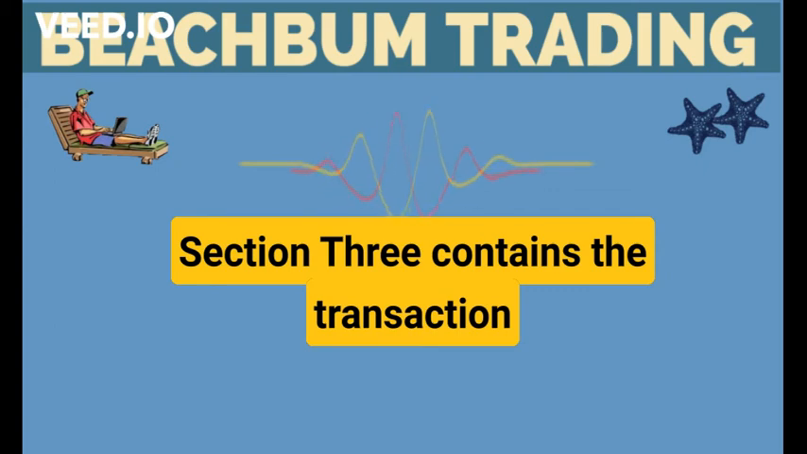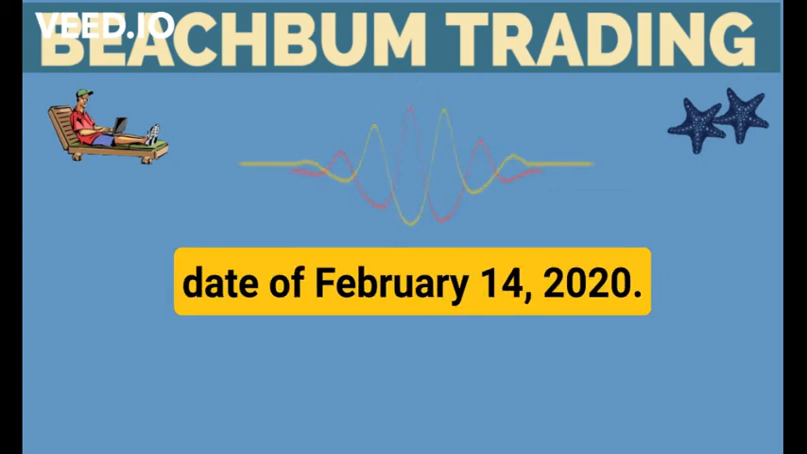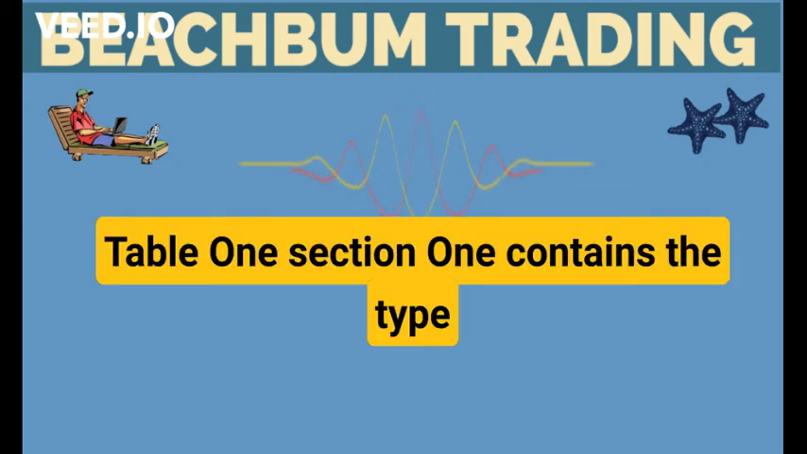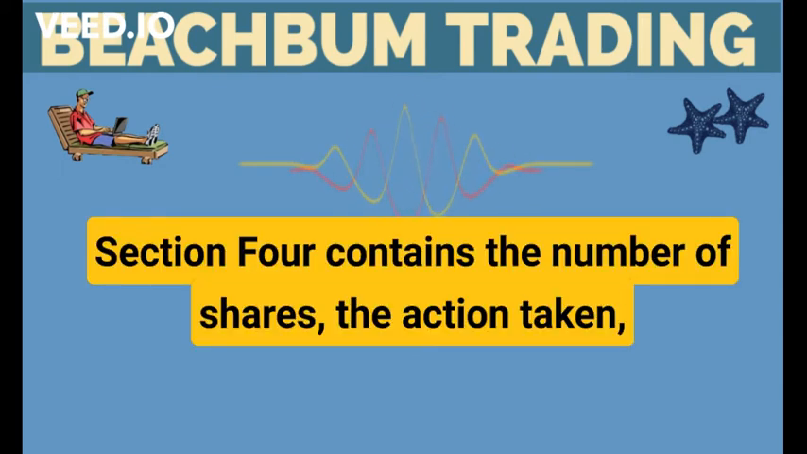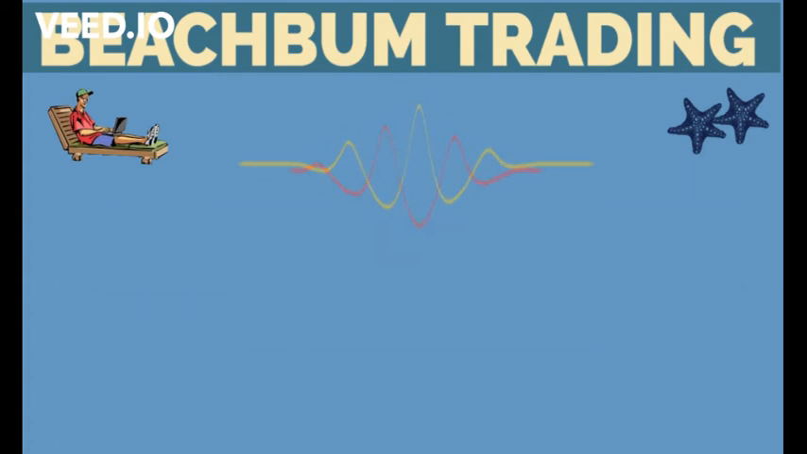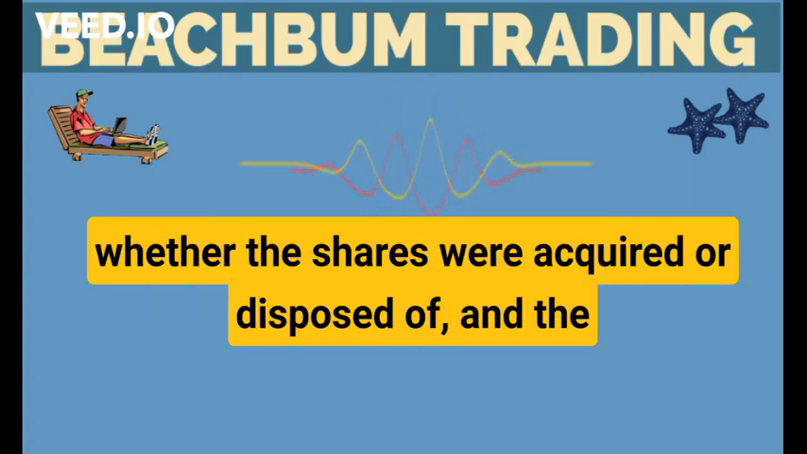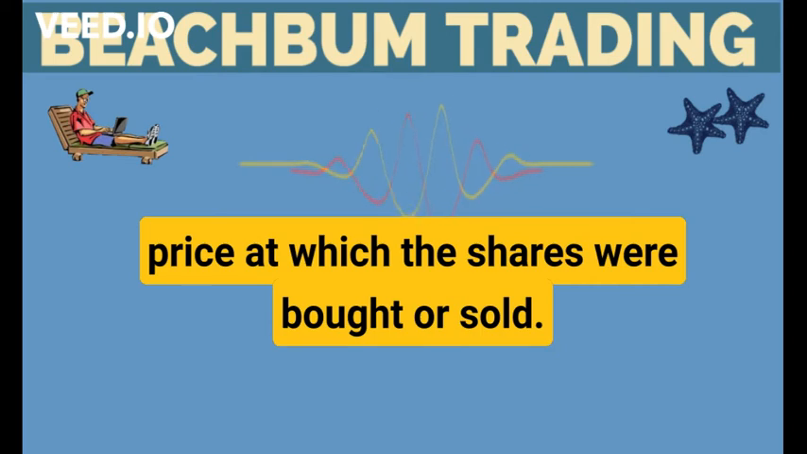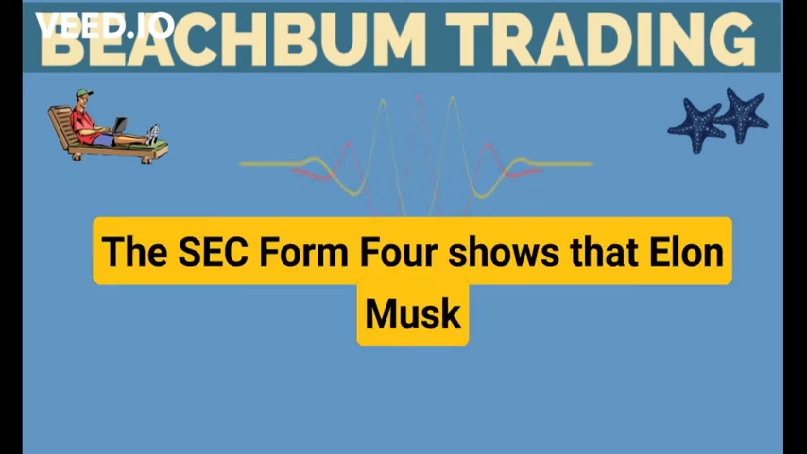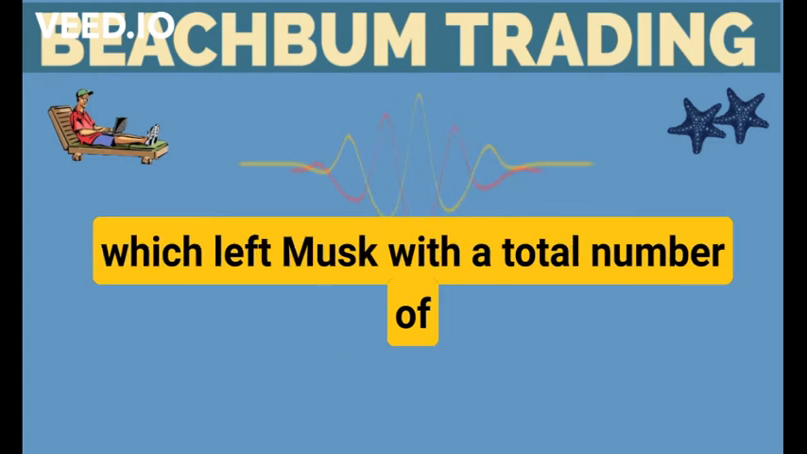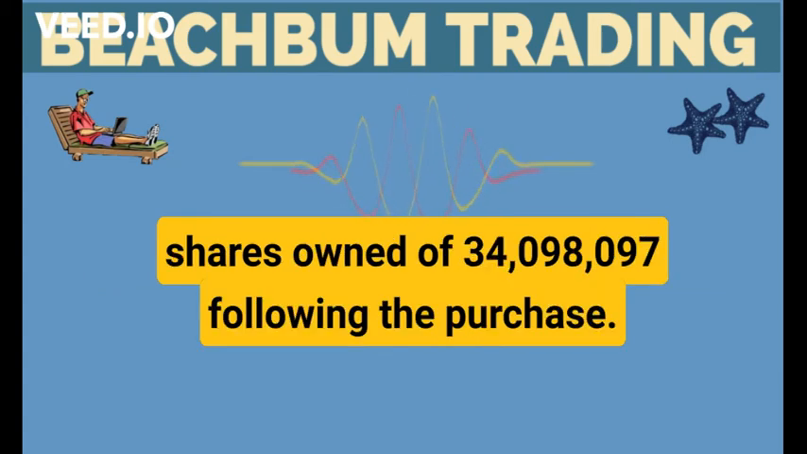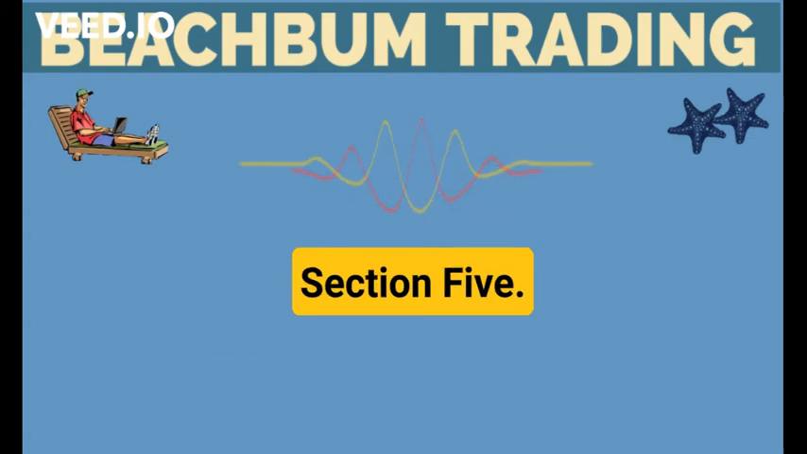Section 3 contains the transaction date of February 14, 2020. Table 1 Section 1 contains the type of security, which was common stock. Section 4 contains the number of shares, the action taken, whether the shares were acquired or disposed of, and the price at which the shares were bought or sold. The SEC Form 4 shows that Elon Musk purchased 13,037 shares at a price of $767, which left Mr. Musk with a total number of shares owned of 34,098,597 following the purchase.